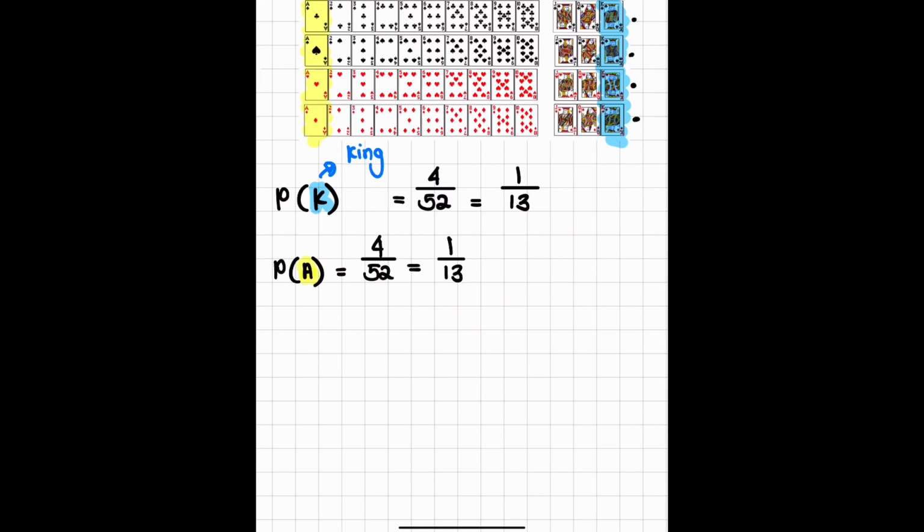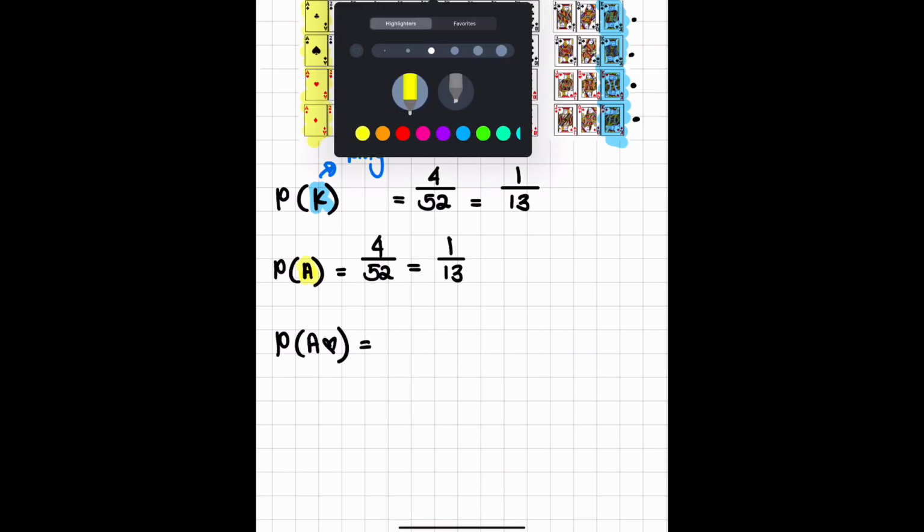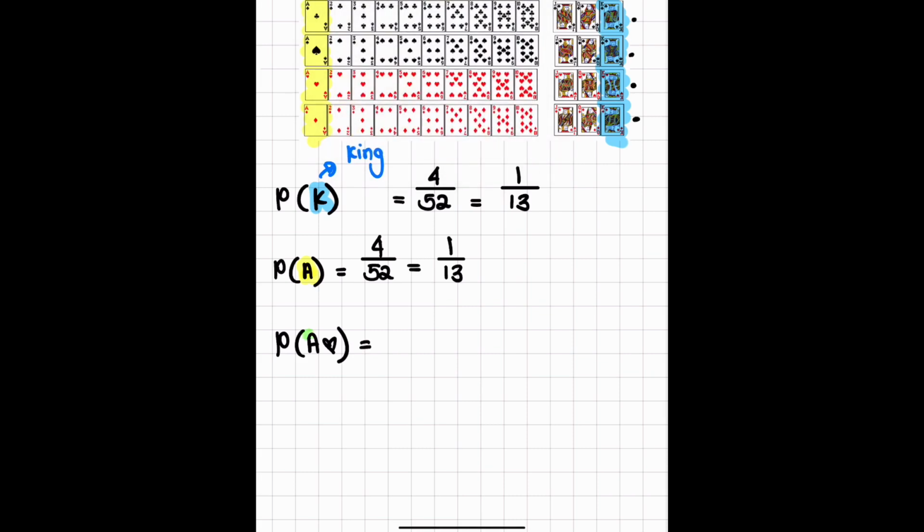Alright, then I can make it more specific and I can say, what is the probability of drawing the ace of hearts? So now I'm specifically talking about a specific ace, and I want the ace of hearts. So if I look at the ace of hearts, you can see over here, there's only 1 ace of hearts. So now I have 1 out of 52. So I have a 1 out of 52 chance of drawing the ace of hearts specifically.